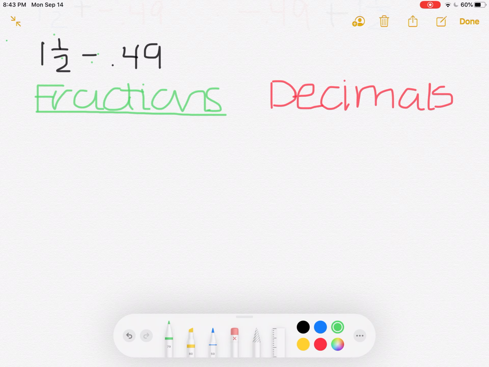So we need to rewrite 1.5, that mixed number, as a proper fraction. And when we do that, we get 3/2. Now 0.49 is 49 hundredths, is the way we're used to saying that. Remember, the 4 is in the tens place, the 9 is in the hundredths place. So 49 hundredths is 49 over 100.